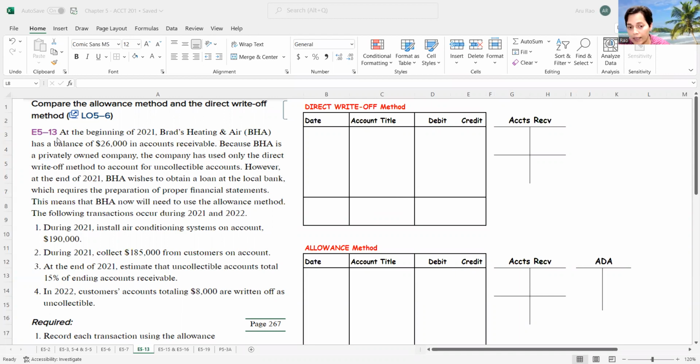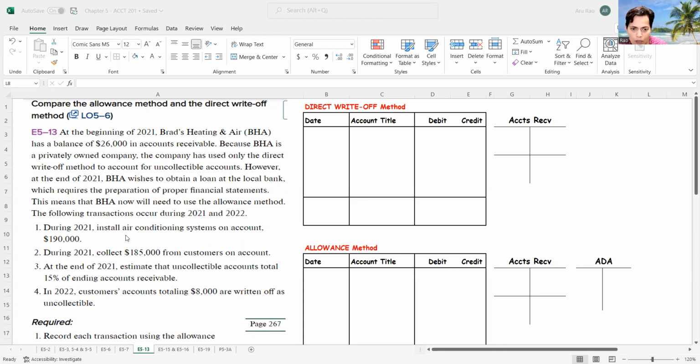So in this exercise, we're told at the beginning of 2021, we have $26,000 in accounts receivable. Because we're a privately owned company, we've been using the direct write-off method to write off our receivables. However, at the end of 2021, we wish to obtain a loan at the bank, which requires the preparation of proper financial statements. This means that we will now have to use the allowance method. The following transactions occurred during 2021 and 2022.